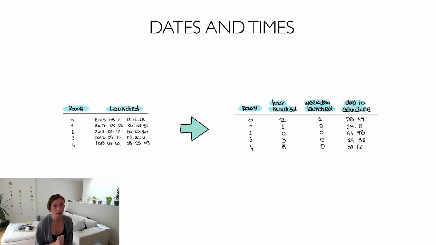So I mostly worked with the launched column and extracted the hour of the day and the day of the week the project was launched. I created a numerical variable for the hour launched, and a binary variable for whether it was launched on a weekday or not, so whether it was launched between Monday and Friday or on the weekend. And then I calculated the difference between the launch date and the deadline of the project.